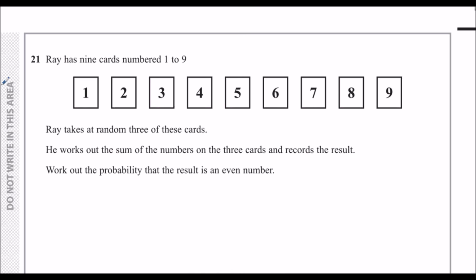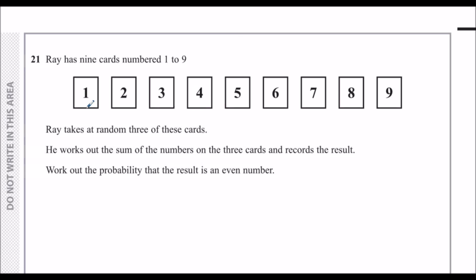Question 21. Ray has 9 cards numbered 1 to 9. Ray takes at random 3 of these cards. He works out the sum of the numbers and records the result. Work out the probability that he gets an even number. So he's going to add the cards together and he's going to get an even number.